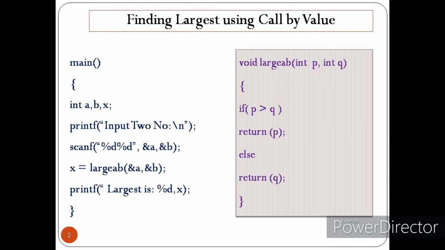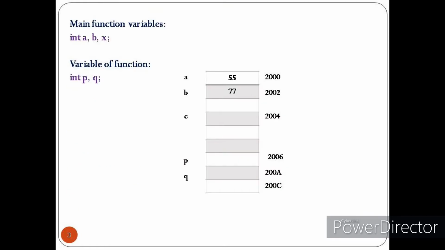Now here is the example. A has 55, B has 77. When the function largeb is called, this is what happens. Value in A gets copied to P variable, value in B gets copied to Q variable.